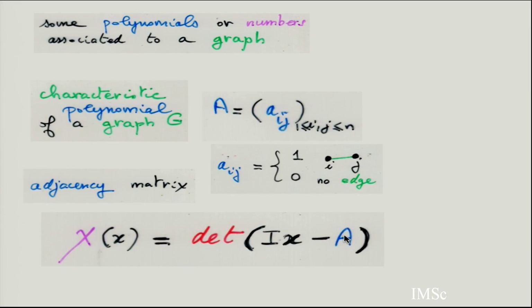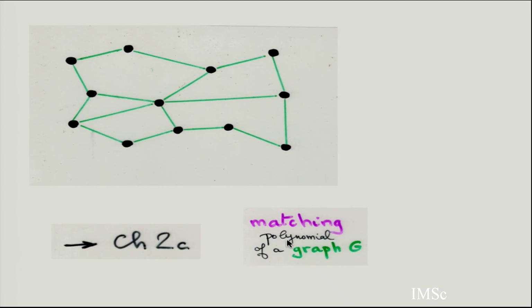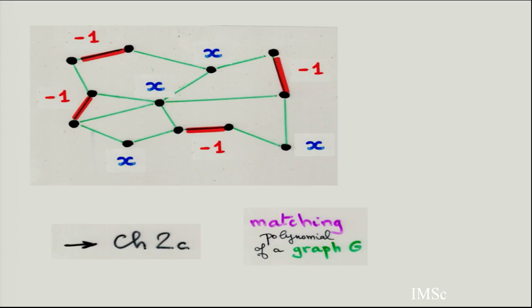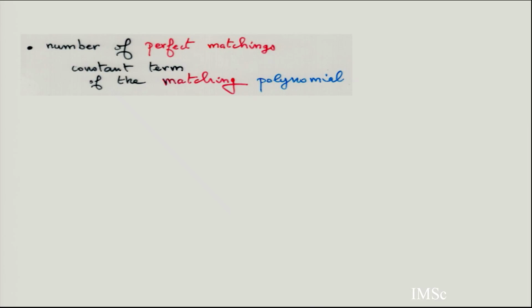So we will use this in this chapter, the characteristic polynomial, the fact that the roots are real numbers. We have seen in chapter 2c the matching polynomial of a graph. A matching is just a set of edges two by two disjoint, and we have associated a matching polynomial to this. It's a polynomial enumerating all possible matchings. So this was done in chapter 2. I will come back in this chapter to the matching polynomial.